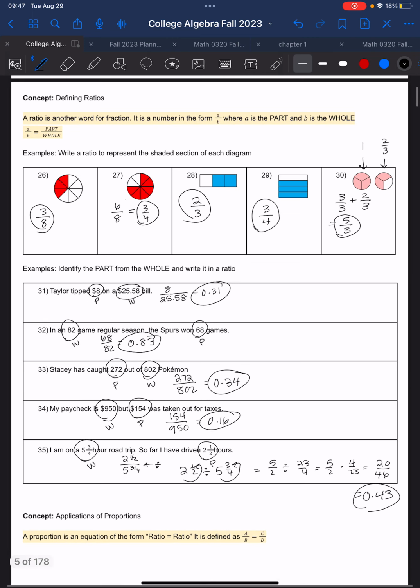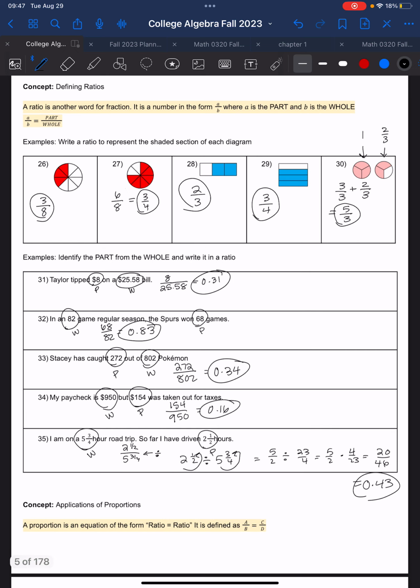So this was the concept of defining ratios. So ratios are the same thing as fractions.